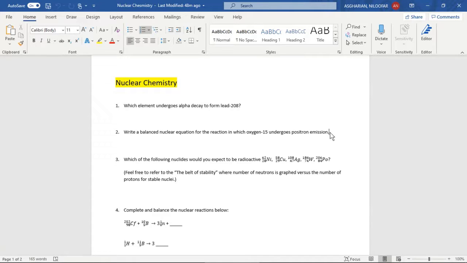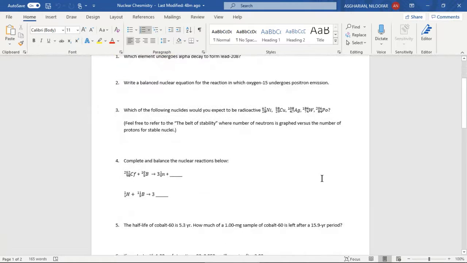I don't think so. Okay, very good. So we will go to the next one. So I'm going to copy and paste the nuclear reaction, and you're going to balance it and complete it.